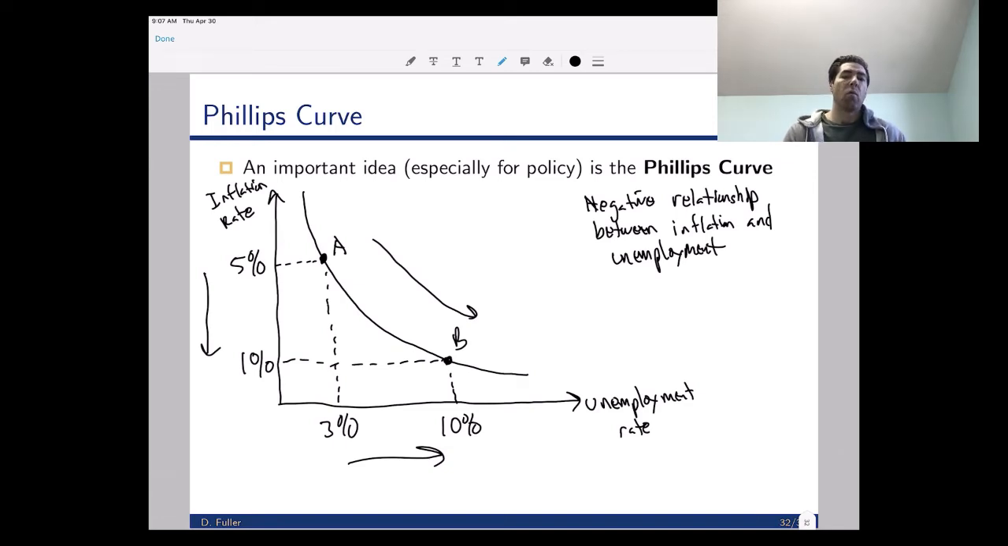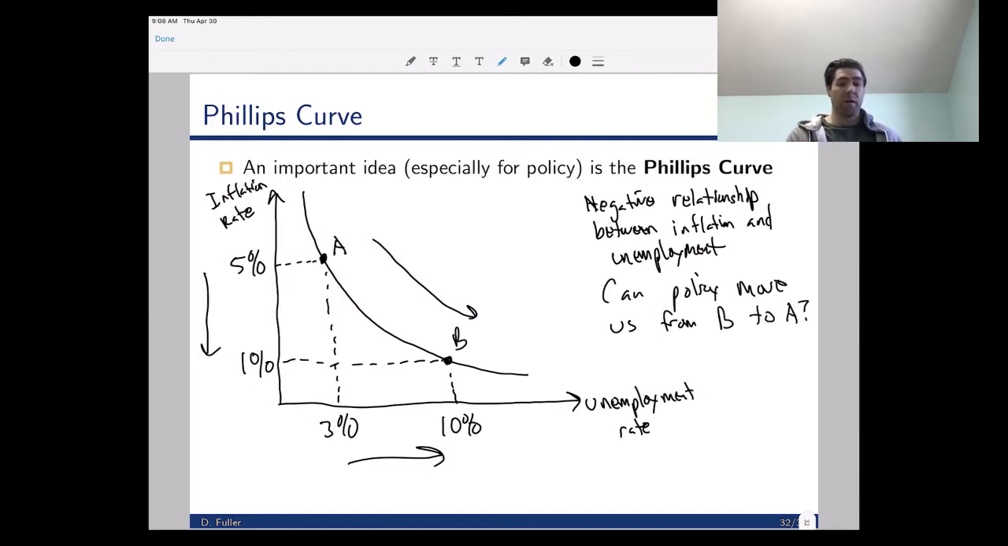Now, why this idea is important is that it potentially offers an explanation for using various policies to move the economy from point A to point B. That's one of the main questions: can I go from point A to point B? So can policy, I should say, move us from B to A?